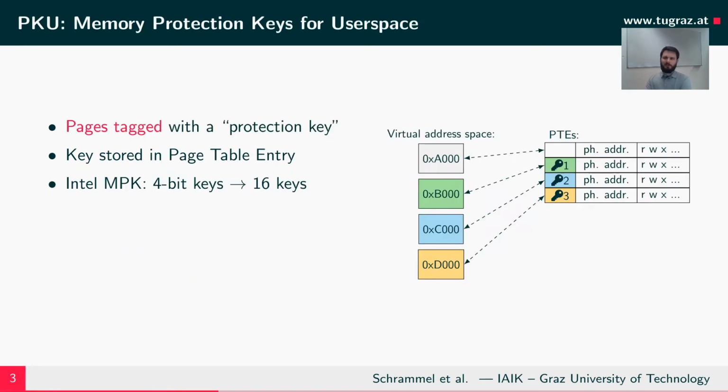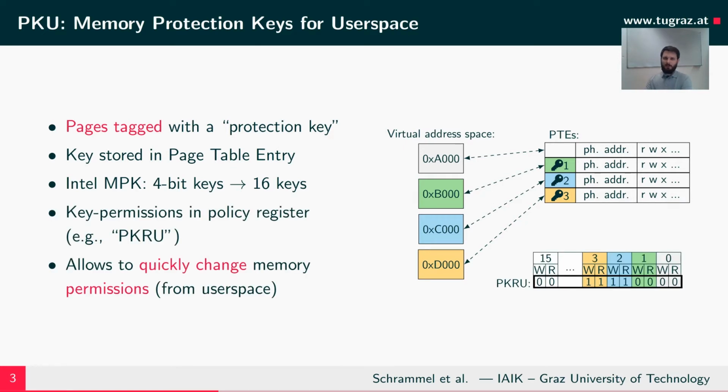So what are memory protection keys? So pages are tagged with a so-called protection key, which is stored in the page table entry. In the case of Intel-MPK, we have 4-bit keys and thus 16 possible keys. And there also exists some policy register which stores key permissions for each of the keys. For example, here we have the key 2 and 3. We have set all of the read and write disable bits, so the bottom two pages can no longer be accessed. And this register is user writable, so this allows us to quickly change memory permissions from the user space.